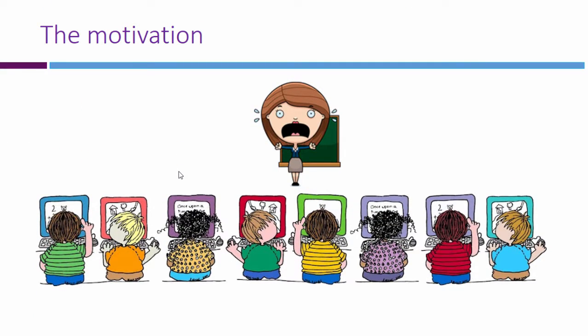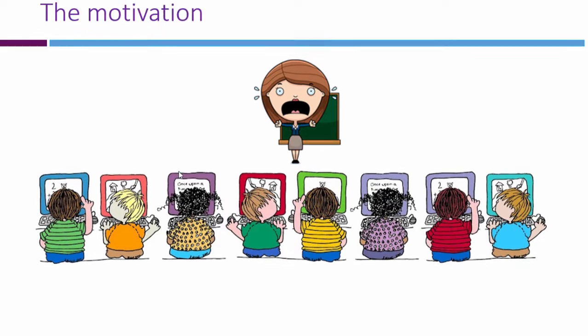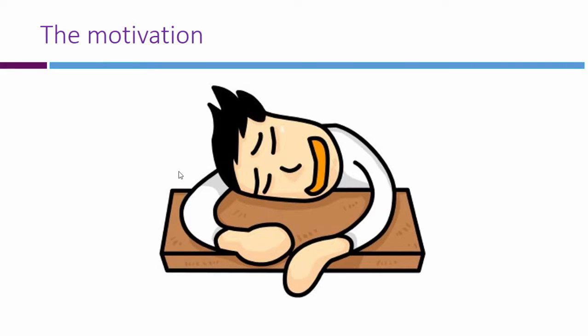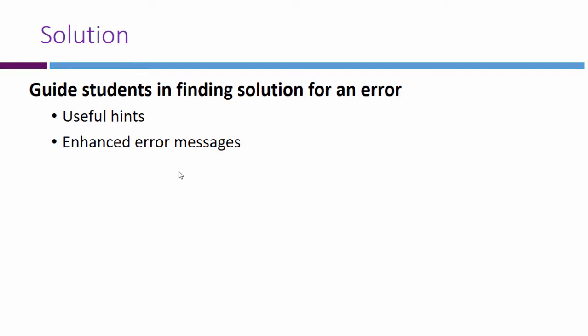And when it comes to a classroom situation, when a teacher is teaching, the teacher may not be able to pay attention to everyone's questions equally. And then you will give up quite easily without the correct motivation. So guiding students to find a solution for an error is one of our unique features. We will be giving them useful hints and enhancing the error message as well.